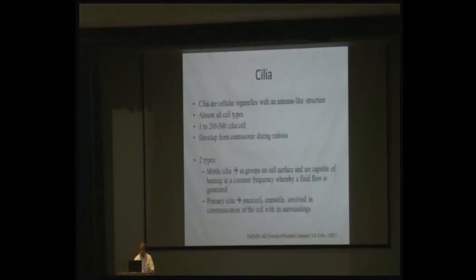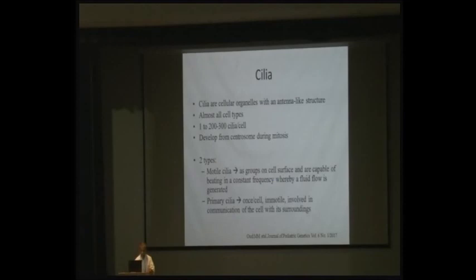So cilia are cellular organelles with an antenna-like structure. Cilia are present on almost all cell types, and the number of cilia may vary from 1 to 200 or 300 cilia per cell, and they develop from the centrosome during the process of mitosis. There are two types of cilia, motile and immotile cilia. Motile cilia are in the form of groups on the cell surface, and they are capable of beating at a constant frequency to generate a fluid flow. I will give the examples.